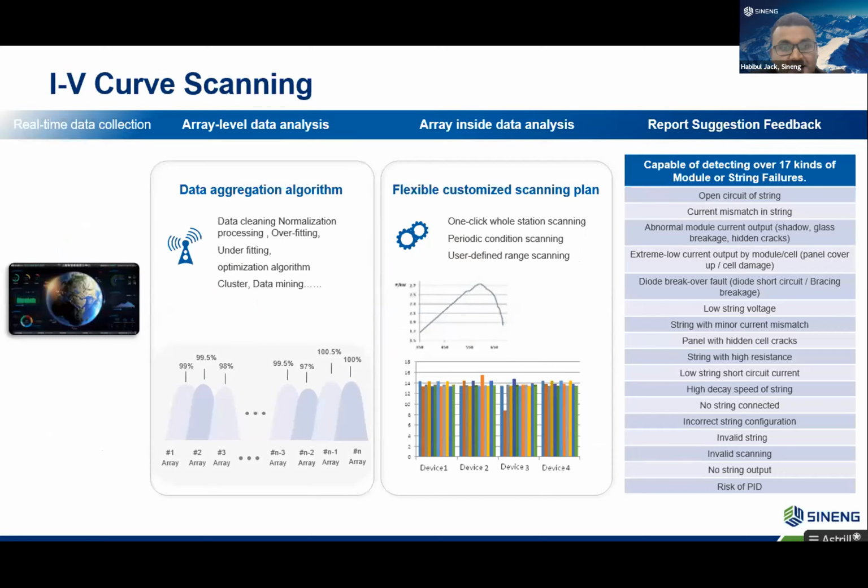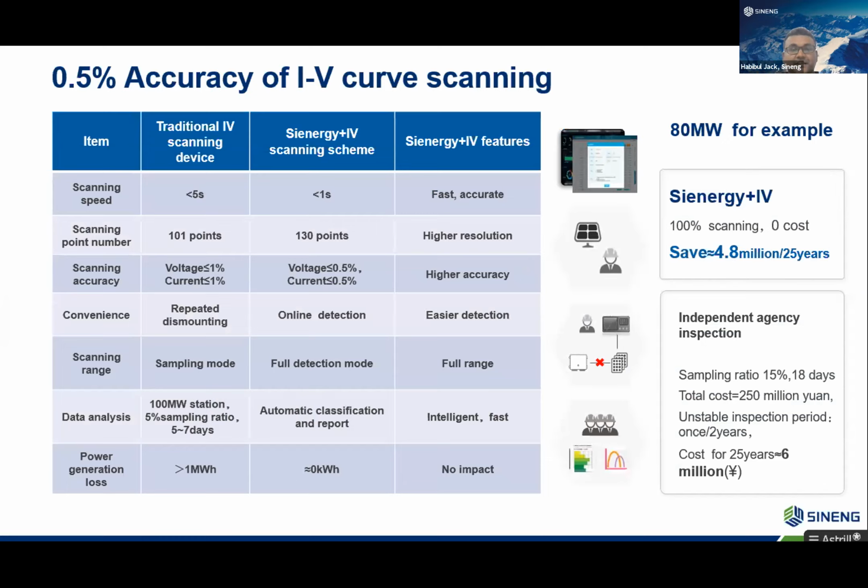So using IV curve features of this inverter, it can detect up to 17 kinds of module faults, like open circuit of the string and string with high resistance, low string short circuit, invalid string or abnormal module current due to shadow or glass breakage or hidden crack, etc. IV curve scanning accuracy is 0.5%, and scanning speed is less than 1 second, whereas the traditional method would take more than 5 seconds. It is fast, accurate, and detection of any kinds of faults becomes easier. This is online diagnosis without plugging out any string.